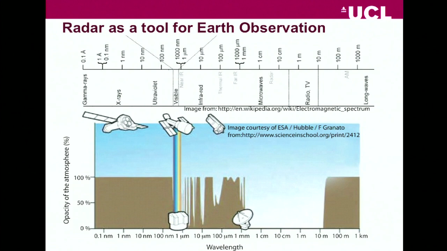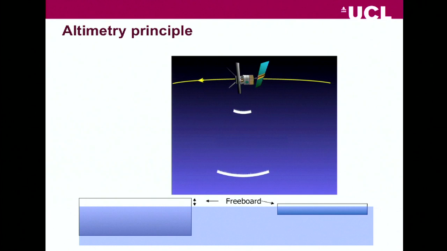Now, the second word I mentioned was an altimeter. Now, this slide describes the measurement principle for an altimeter. And if you cast your mind back to your school days, I'm sure you'll remember the relationship speed equals distance over time. And that's basically what we're doing here. The altimeter transmits a pulse of radiation. It travels down to the surface of the Earth, is reflected from the surface, and travels back up to the satellite. And we measure the time taken for that pulse of radiation to travel from the satellite to the Earth and back again.